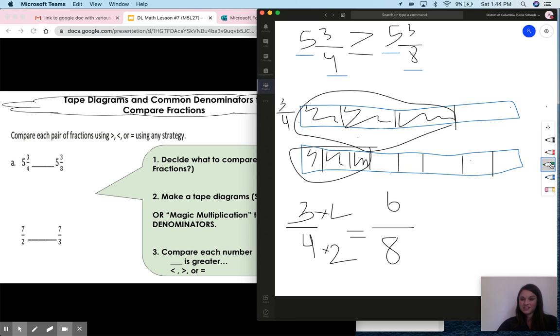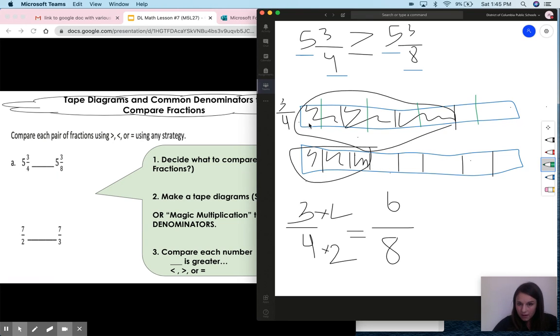Exactly. Now watch. Tape diagrams show us that. Before we learned magic multiplication, we always did that on tape diagrams. Here's 3/4. Could I make 8s out of this? Yeah. How do I make 8s out of 4s? We did it over here. Yep, I split those into two new sections. I could have also done a horizontal line in one line.